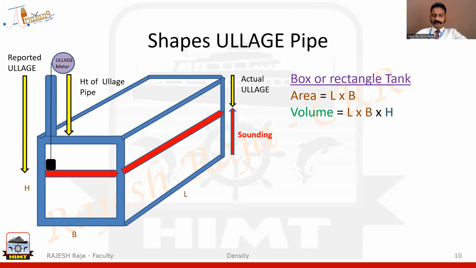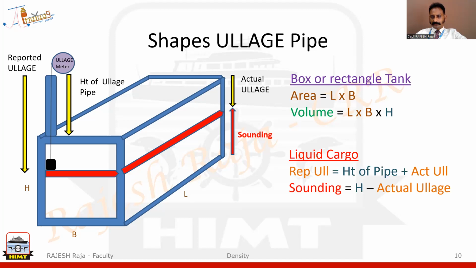You should realize this reported ullage involves two things. It involves the height of the ullage pipe plus your actual ullage. So that is why I've written reported ullage is equal to height of ullage pipe plus your actual ullage. End of the day, I'm interested in sounding. So you can see sounding, I have clearly written the capital H of the tank minus your actual ullage.